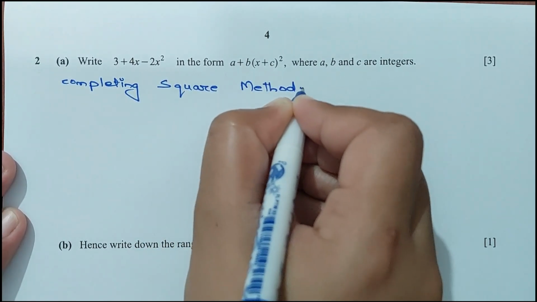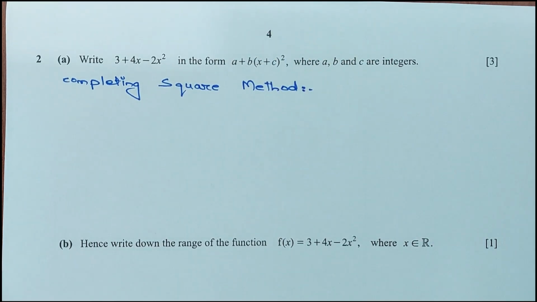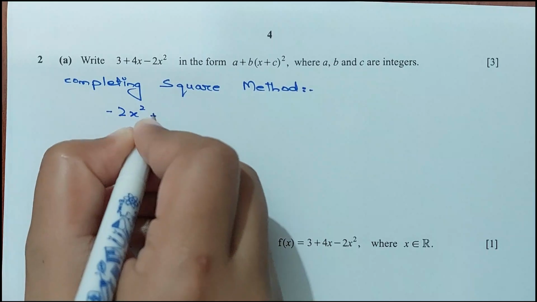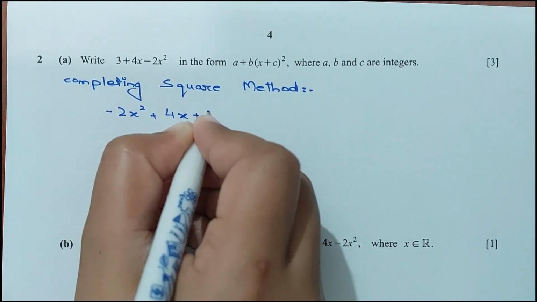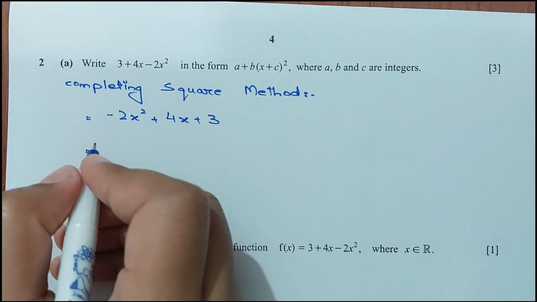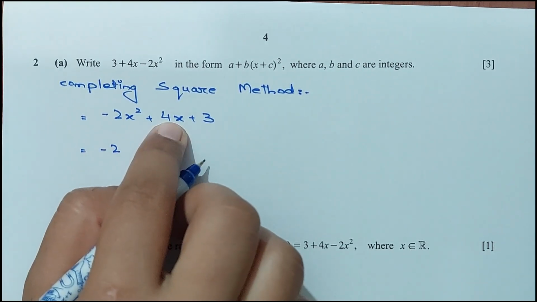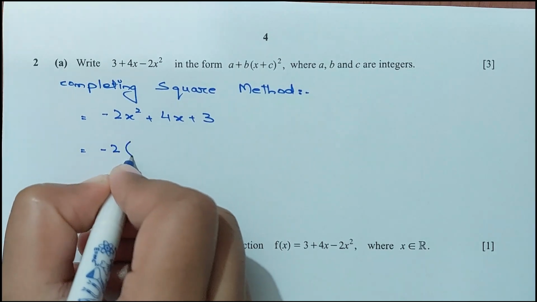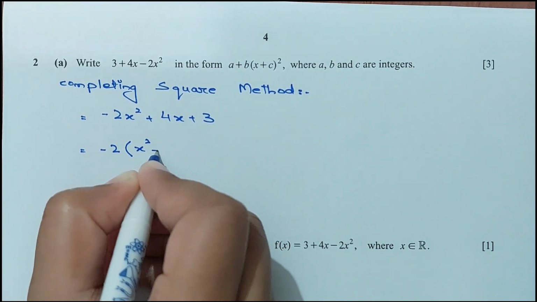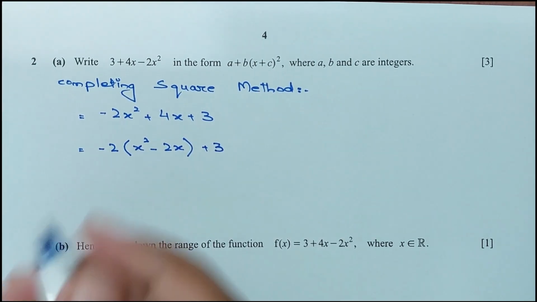All right. So in the completing square method, first we have to arrange the quadratic equation into ax square plus bx plus c form. So this would be minus 2x square plus 4x plus 3. That would be the first step. In the next step, we have to take the coefficient of x square common, which is negative 2, from the first and the second term. So negative 2 is common, x square is left. Dividing by negative 2, this is minus 2x. And the third term, the constant, stays outside.